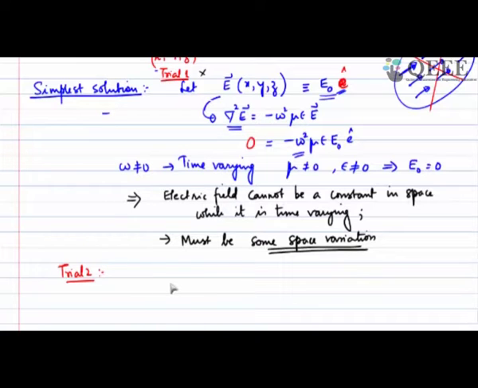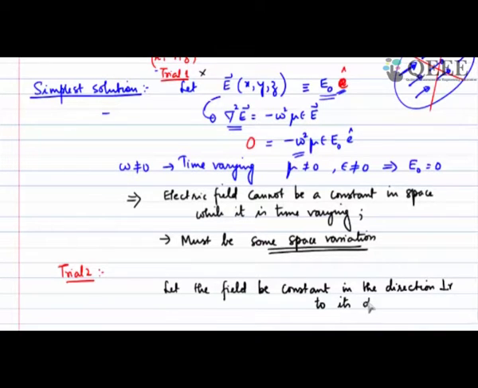So, what I am going to do is assume, or rather this is easier, let the field be constant in the direction perpendicular to its direction, okay, not in the perpendicular to the direction, in a plane. So, let the field be constant in the plane perpendicular to its direction.